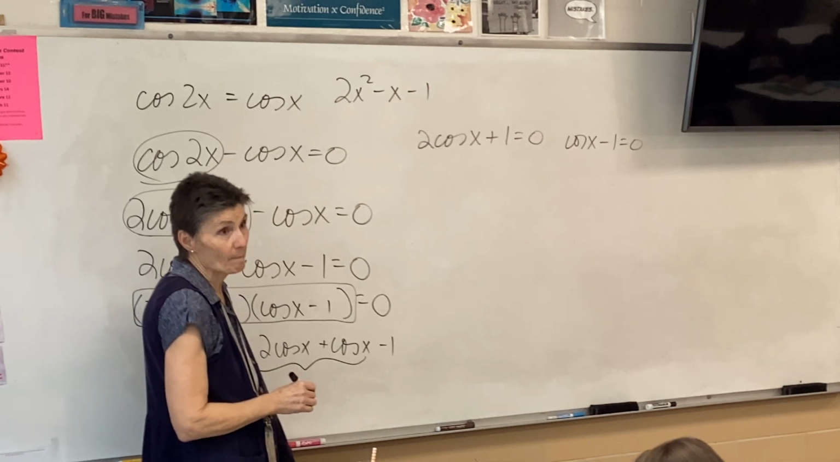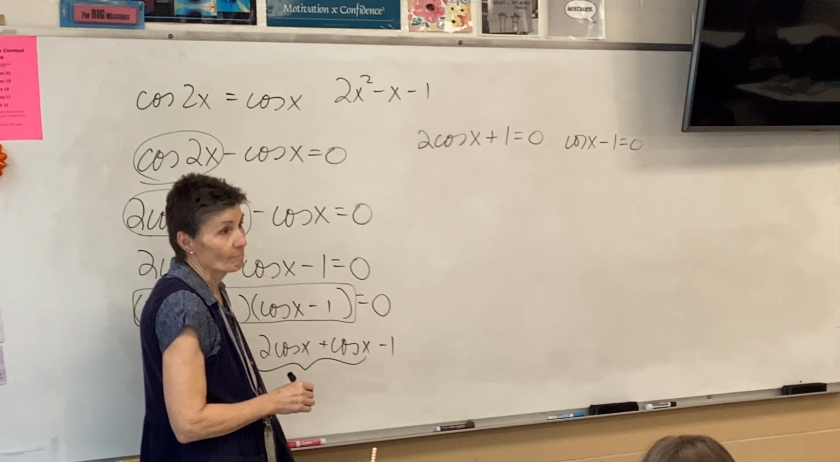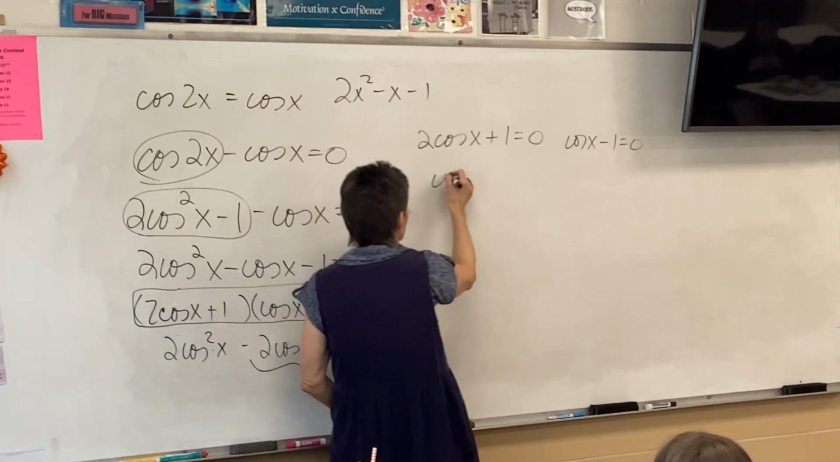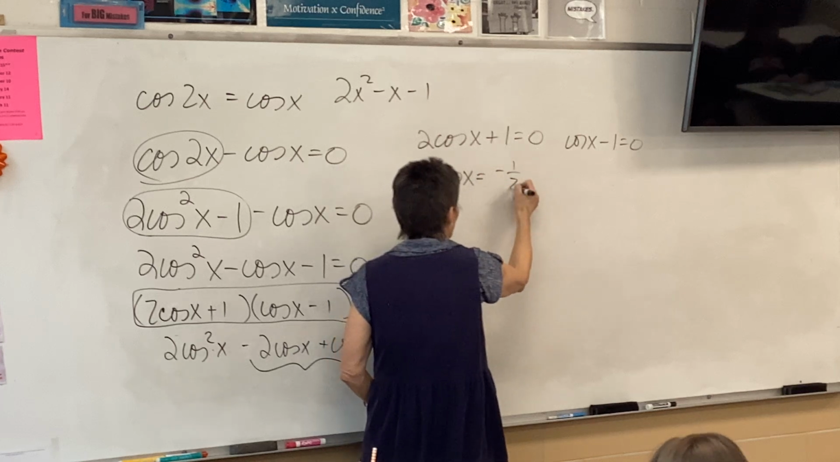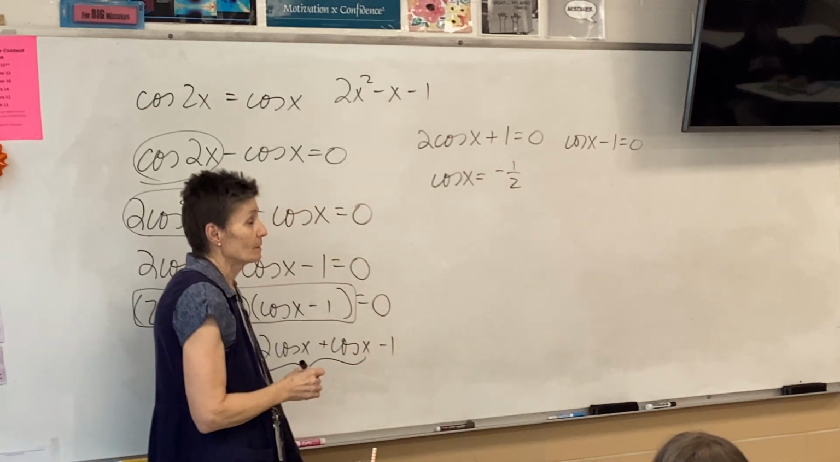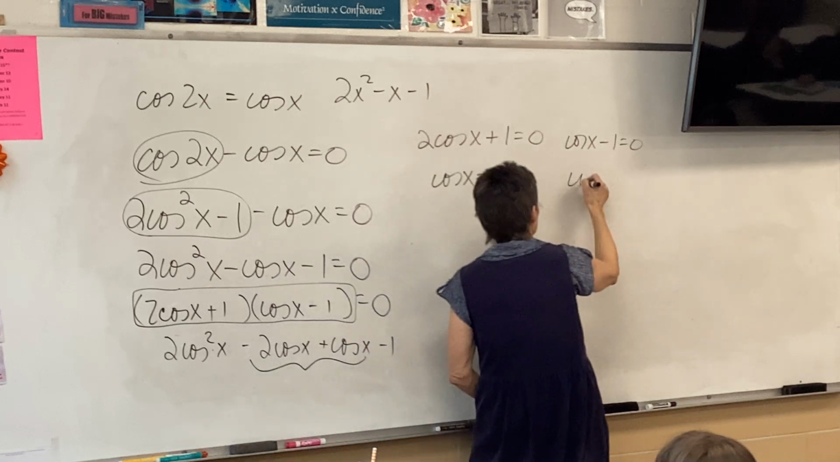Alright, now what? Subtract the 1 over. Divide by 2. So cosine x equals negative 1 half. And the other one, cosine x equals 1.